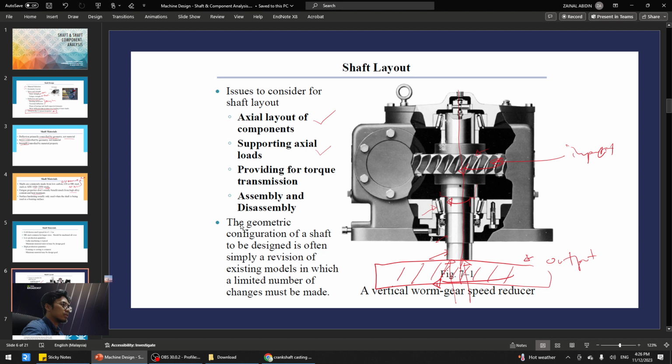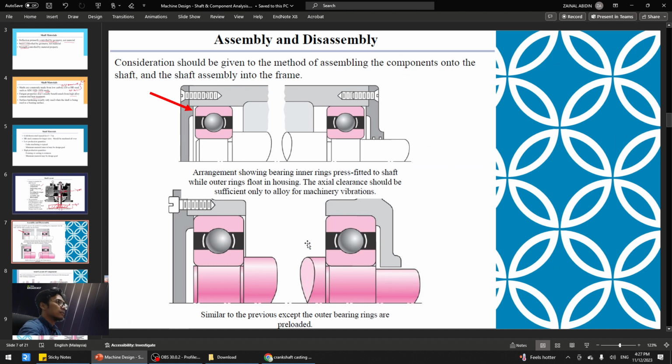So you can read through here. The geometric configuration of shaft to be designed is often simply a revision of existing model in which a limited number of changes must be made. Selalunya bila designer design menggunakan shaft, selalunya dia akan ambil apa saja design lah yang hampir sama dengan dia punya application, so that dia tak payah kira balik dia punya keperluan size of shaft tu.